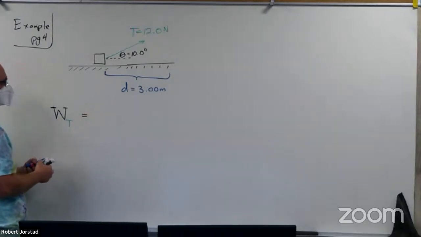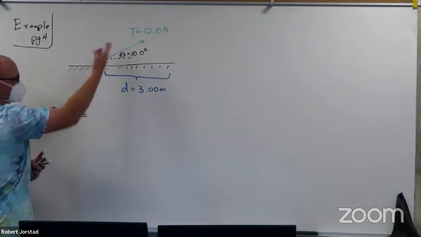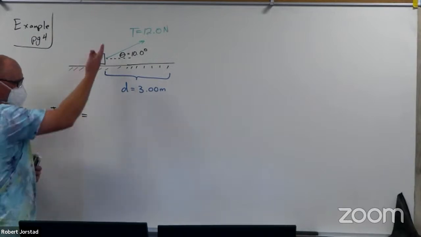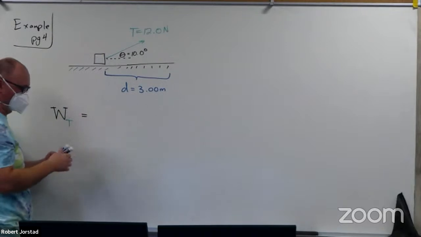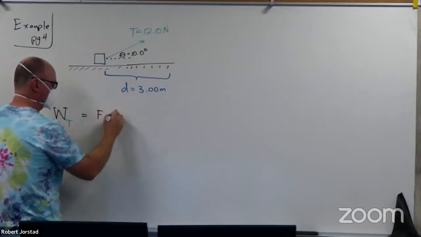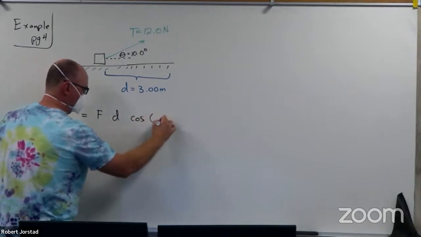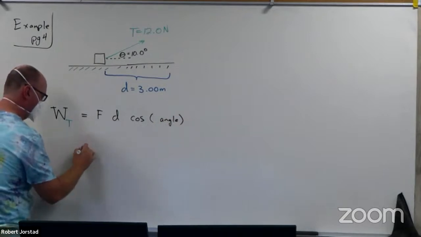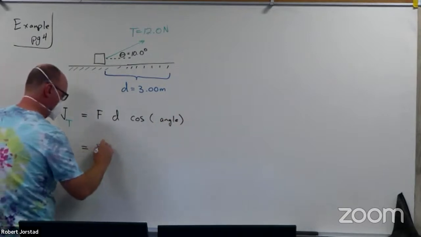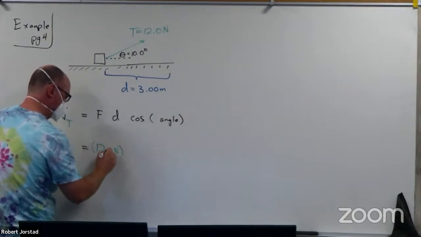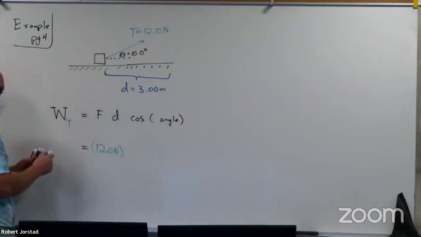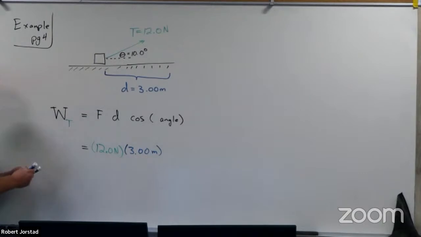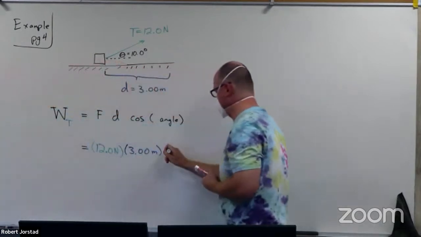well, is this force constant? Yes or no? It is. It's a number at a fixed angle, so it's a constant. I'm going to use force, distance, cosine of angle. In this case, the force is 12 newtons. The distance is 3 meters. And again, here it's okay to use distance and displacement interchangeably. And we got a cosine of 10 degrees.